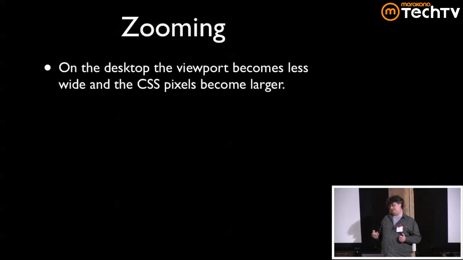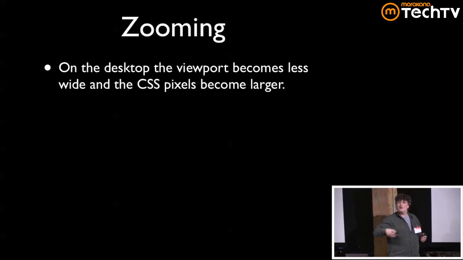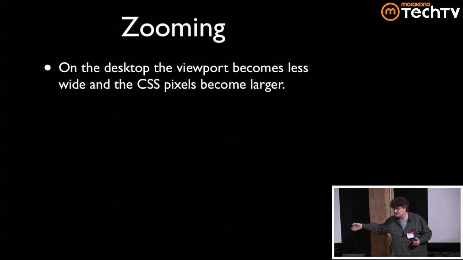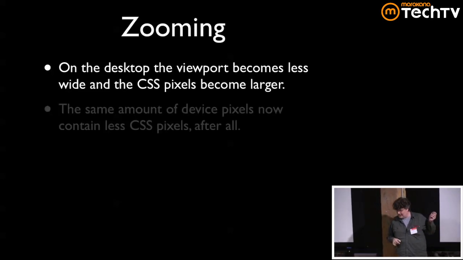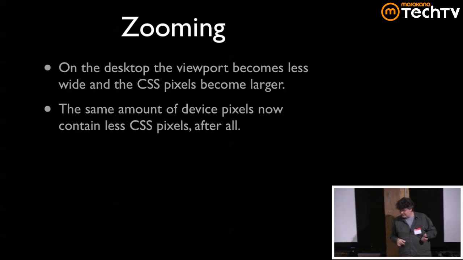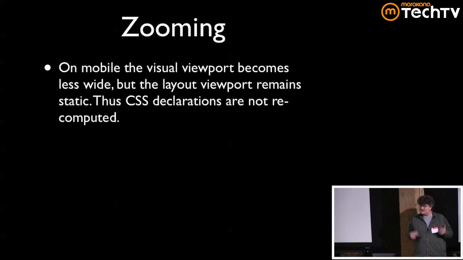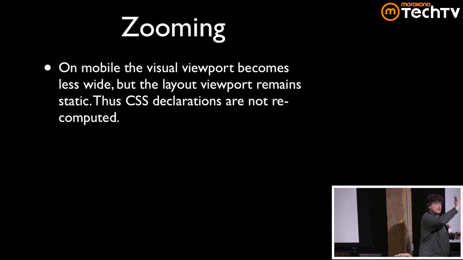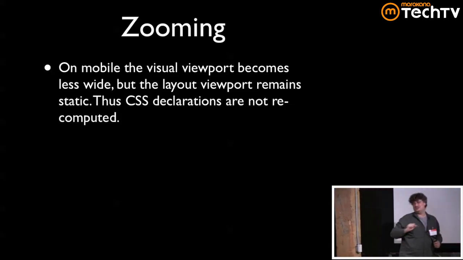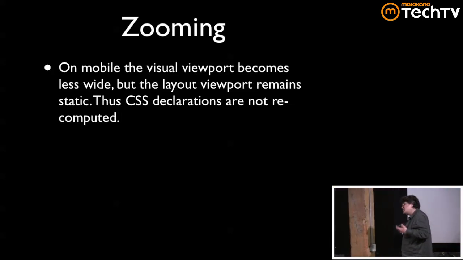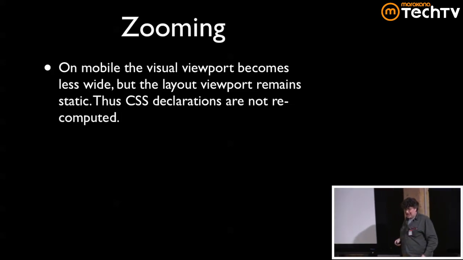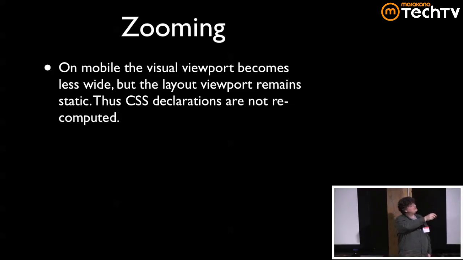So on the desktop, the actual viewport becomes less wide when measured in CSS pixels, right? Because less CSS pixels fit into your screen. And on mobile, it's just a visual viewport, the hole through which you are looking at the painting, that changes, which makes the whole concept of zooming on mobile totally different. And besides, it has the important effect of not forcing the browser to recalculate all kinds of CSS stuff.